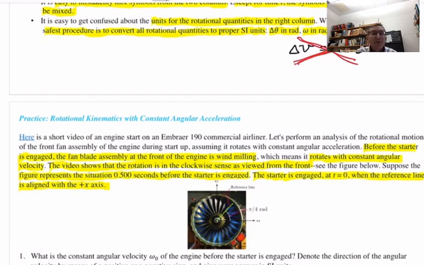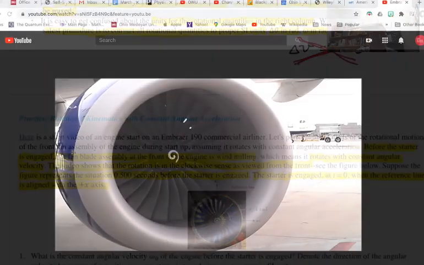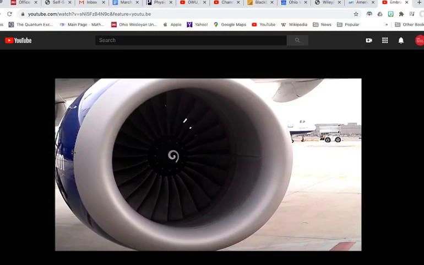Okay, so let me show you the YouTube video. Okay, we're just going to let it run. First it will be windmilling, just rotating clockwise at a constant angular rate. You'll hear when the starter is engaged because it'll make a very loud sound. And then we'll watch what happens after that.